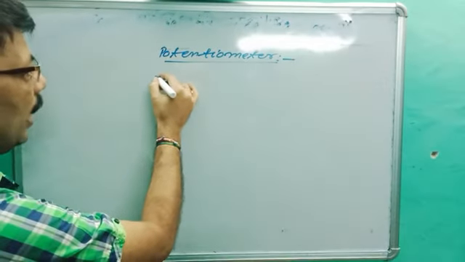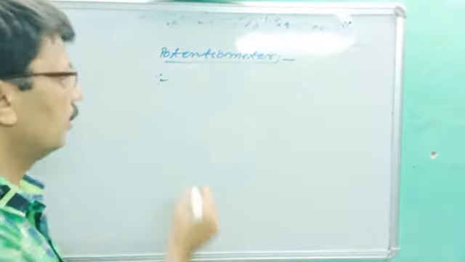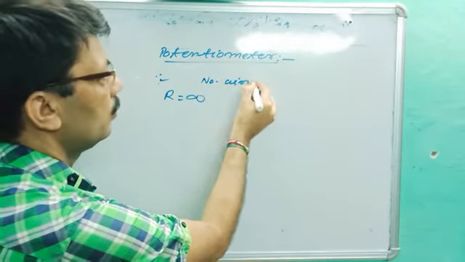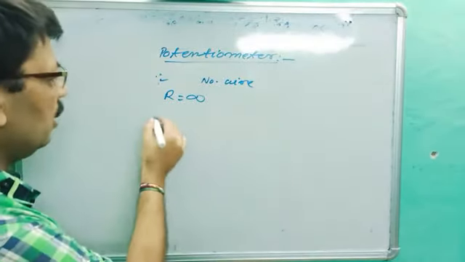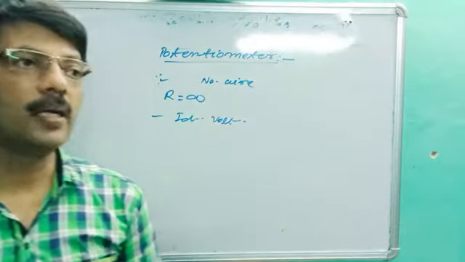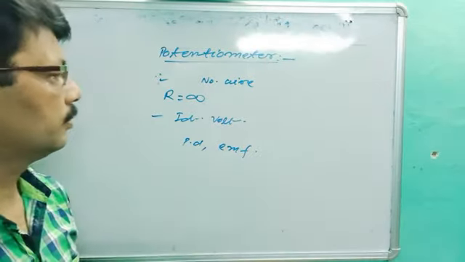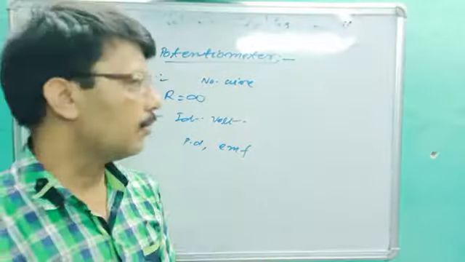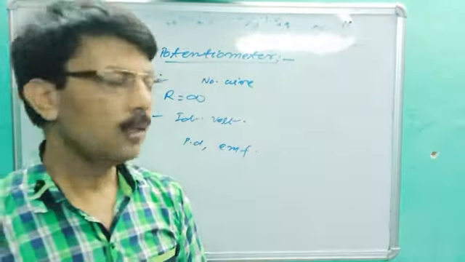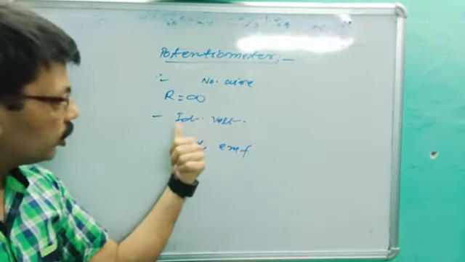Note down the point. It is the device made by a number of wires, having infinite resistance, equivalent to an ideal voltmeter, by which potential difference and EMF of a cell could be detected, is called potentiometer.